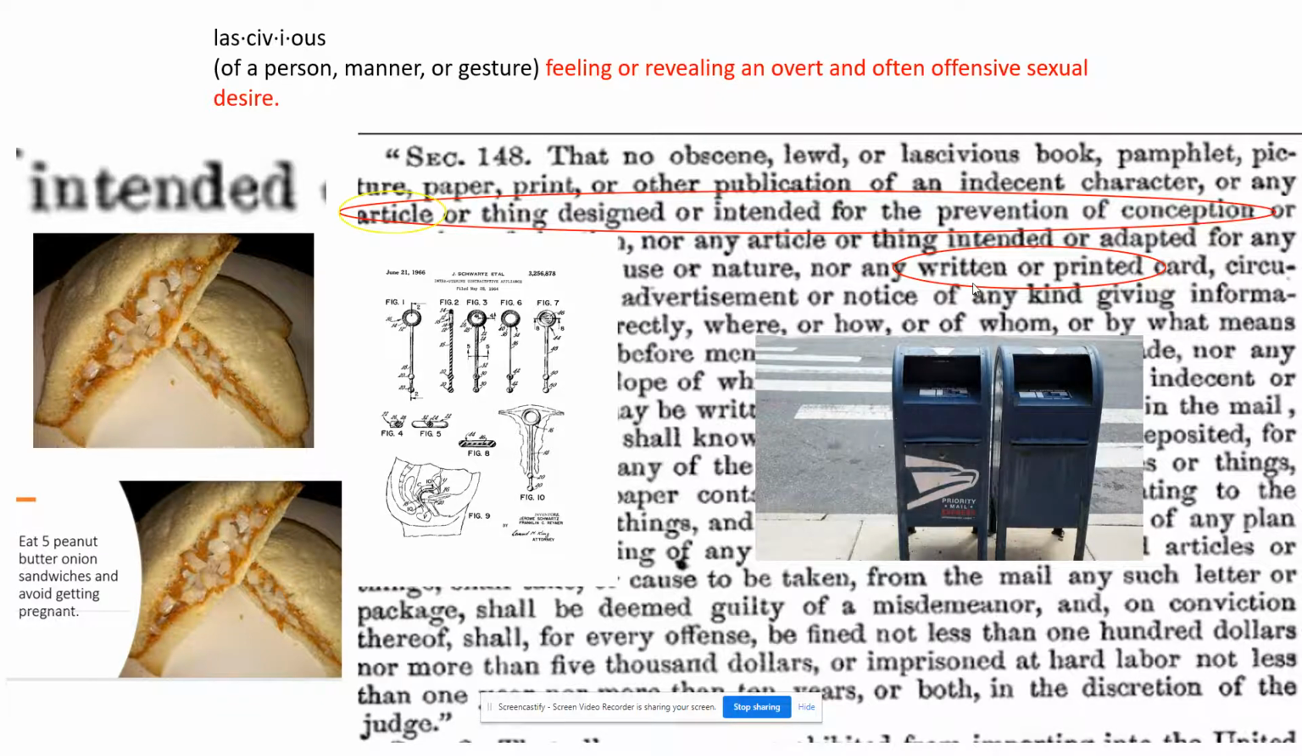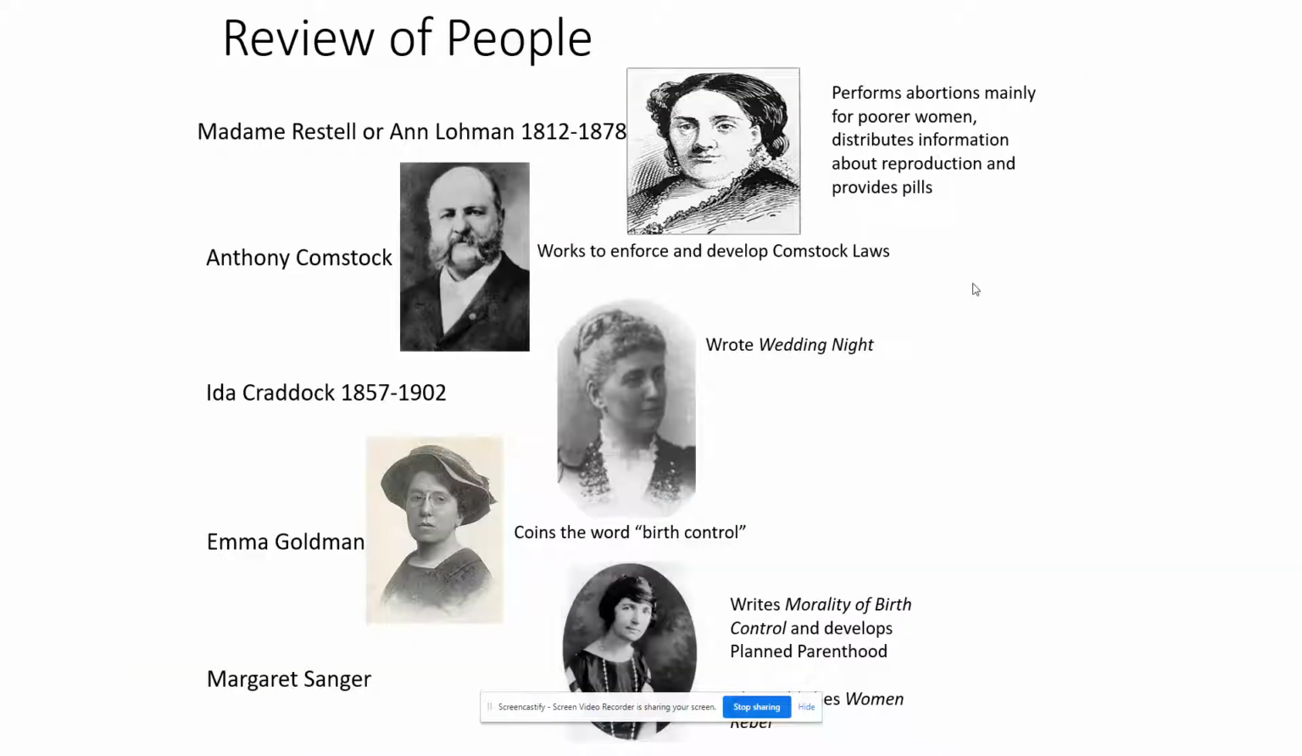So just possessing the Grafenberg ring could be an issue where you are violating the Comstock laws. If you're taking your pamphlet and you're placing that into the mailbox, and that is something that is written or printed, even though the image of the peanut butter onion sandwich is not obscene, when you attach the intent of it that you can consume 5 of these peanut butter onion sandwiches and not get pregnant, that is where the obscene factor kicks in.